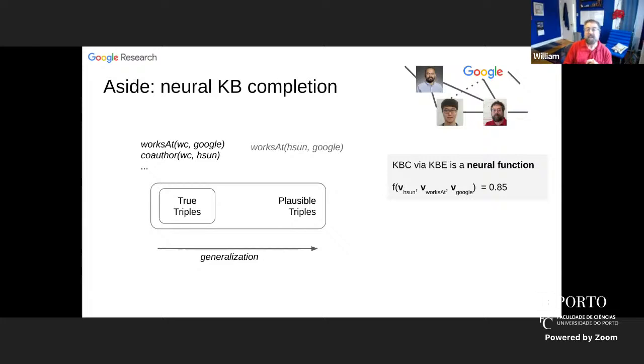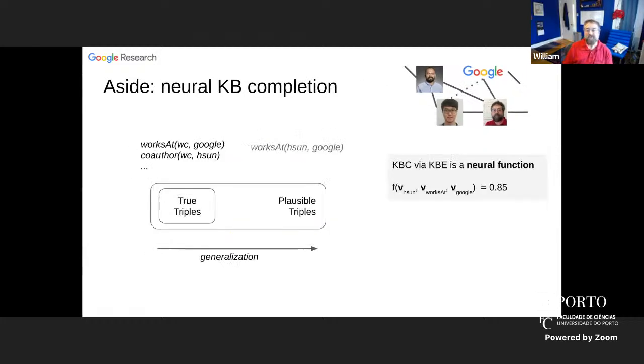So one of them is knowledge-based completion. So I imagine many of you have read something about knowledge-based completion. If you haven't, it's not a big idea. It's not a complicated idea. The idea is we've got some true triples, so these are things we know are true, and we'd like to generalize from those to plausible ones. So, given the fact that William Cohen works at Google and he's a co-author with Hai-Chin Sun, maybe Hai-Chin Sun works at Google. That's a plausible generalization. And the way this is done is there's always some sort of neural function where you have a vector encoding for each constant and each relation, and it gives you some number. That's your confidence that that's going to be true.